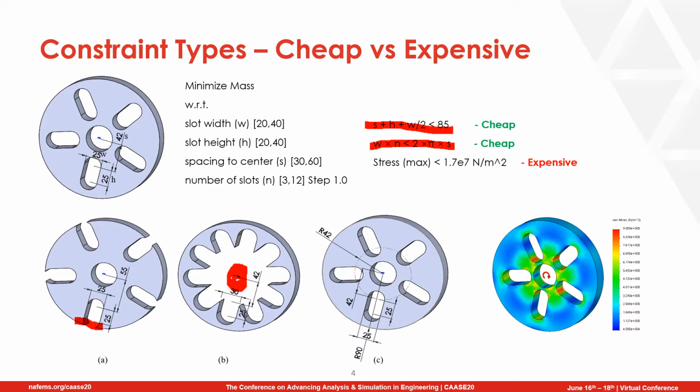The third constraint is an important design performance criteria, which comes from a baseline design. It is expressed as stress maximum less than a certain value, which is coming from the baseline design. So this constraint here is an expensive constraint because it is dependent on a simulation output.